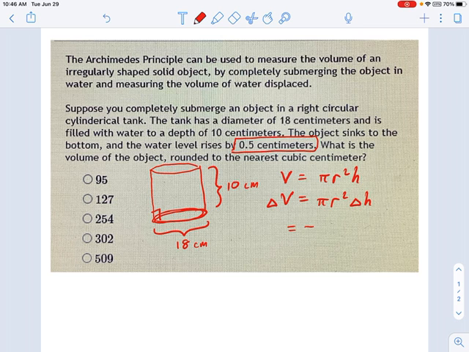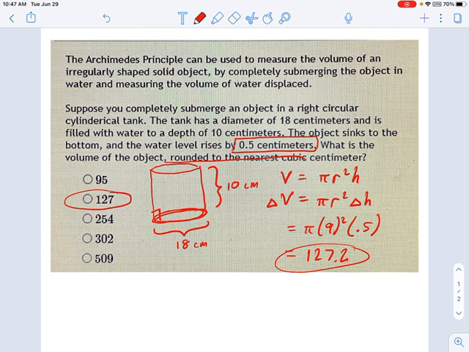So that's going to be equal to pi times 9 squared times 0.5, okay, which is going to be, well, this is why we have calculators. 3.14159, that's pi. Most calculators have a pi button on them too, you can use. Times 9 squared times 0.5 equals 127.2 with some decimals, and they want us to round it to the nearest cubic centimeter, so let's just call this 127 cubic centimeters.